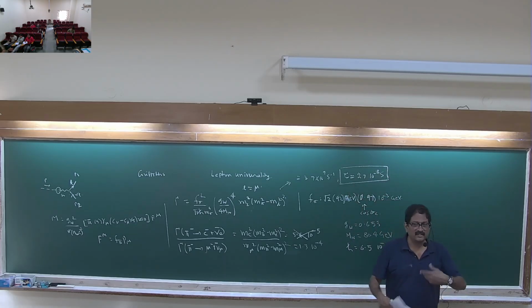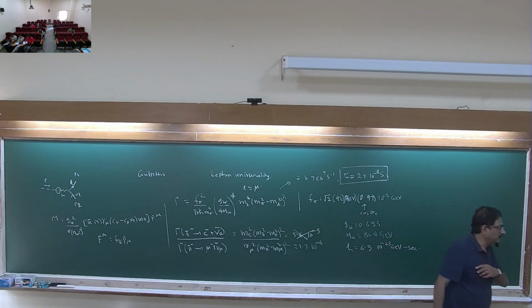And what is the basic scale that we already discussed the other day? It's microsecond, the lifetime of the muon. Okay, it was 2 times 10 to the minus 6 seconds. So this is 2 orders of magnitude down compared to the lifetime of the muon. Okay, so these are the numbers that you have to remember.